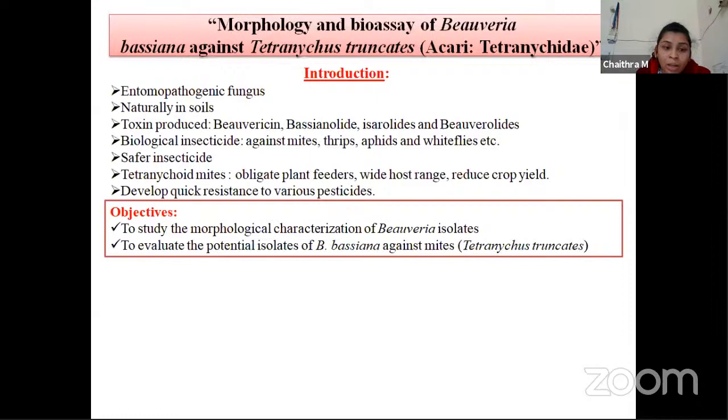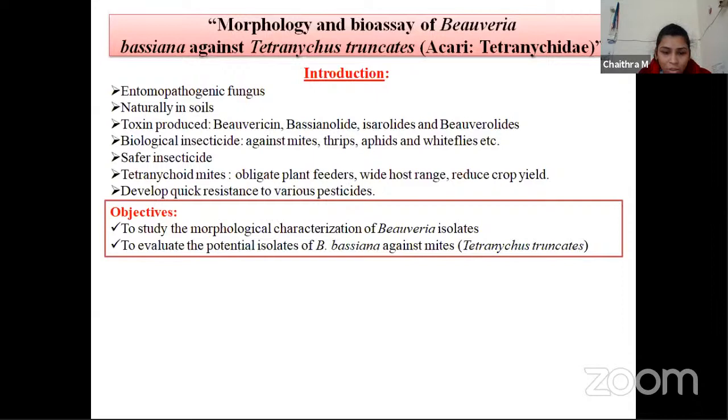Now I am majorly concentrating on the mite pest. It is one of the important obligatory plant feeders showing a wider host range. By direct damage itself, it reduces crop yield by 50%. Due to quick resistance development in the pest against pesticides, an alternative method used for controlling pest infestation in different crops is the use of entomopathogenic fungi. Keeping this point of view, we set up two objectives: to study the morphological characterization of Beauveria isolates and to evaluate the potential isolates of Beauveria bassiana against mite.